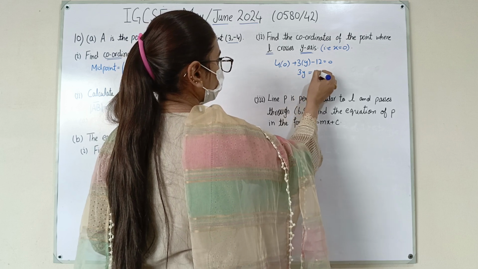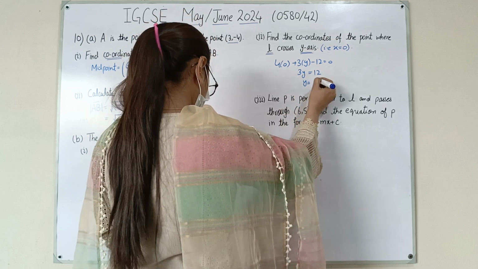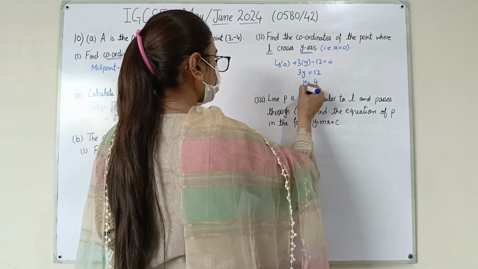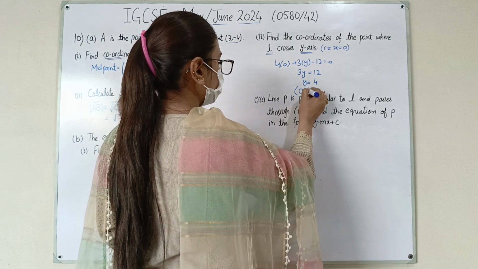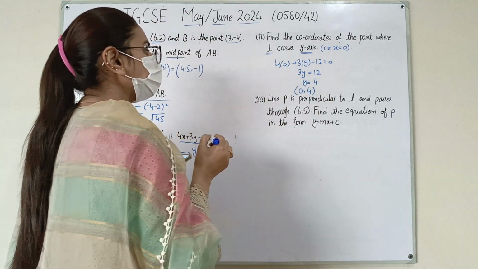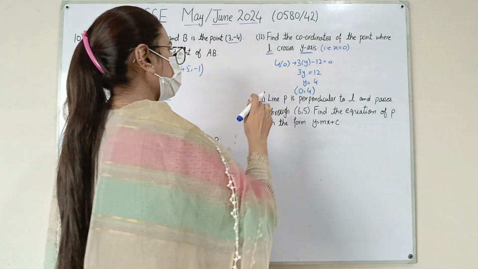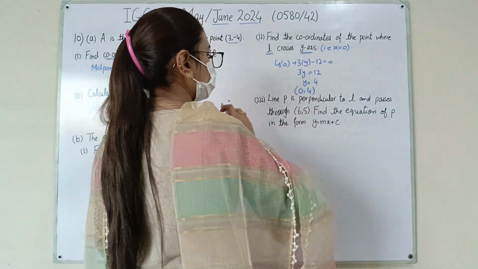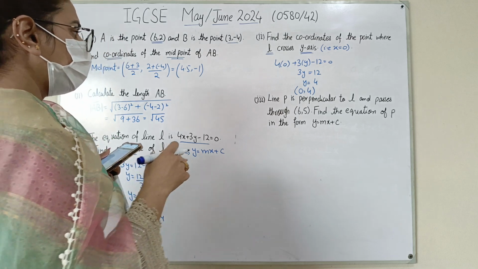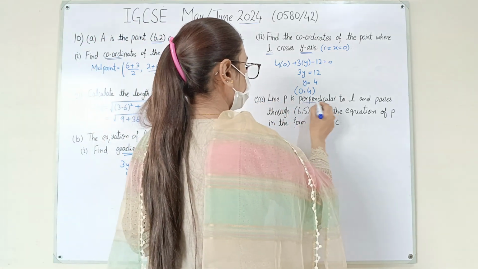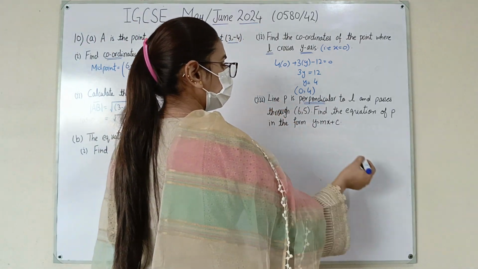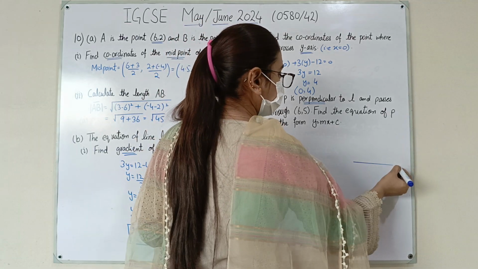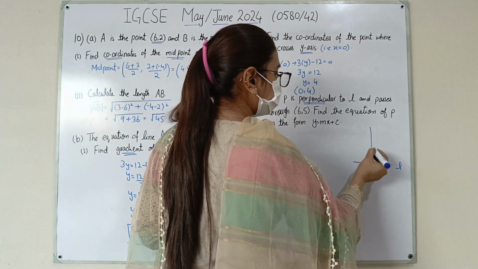3y is equal to 12. So y will be 4. So the coordinates will be 0, 4. This was a quite simple question, but you have to remember over here, crosses y-axis means put x equal to 0. Line P is perpendicular. It means that if the line L is this one, the line P should be like this.